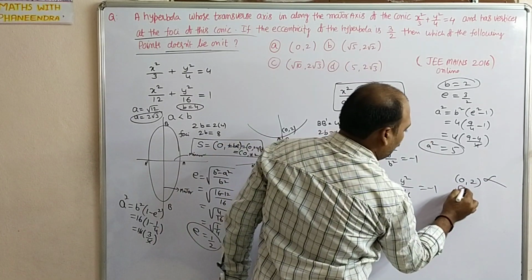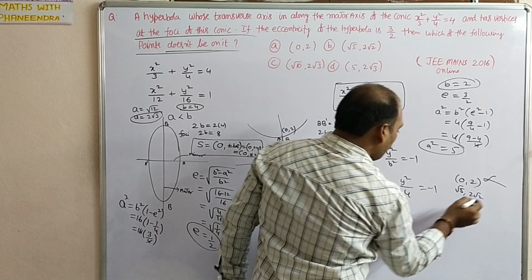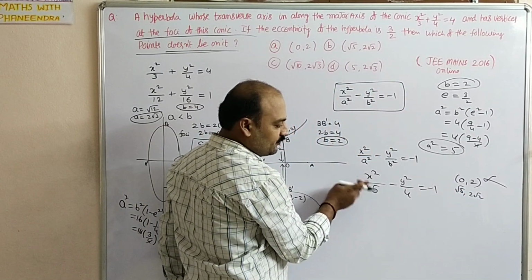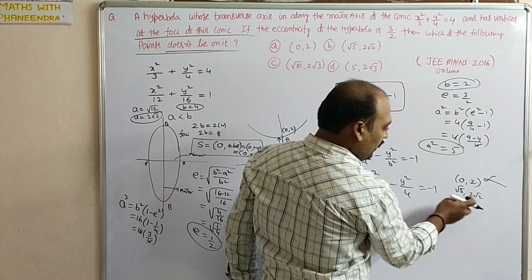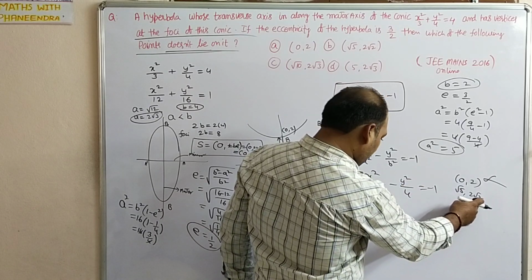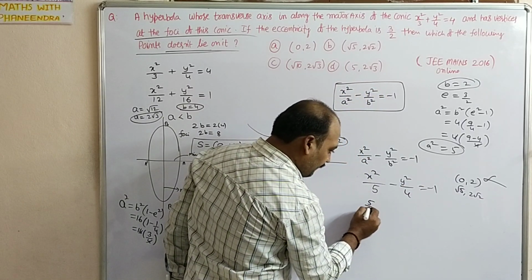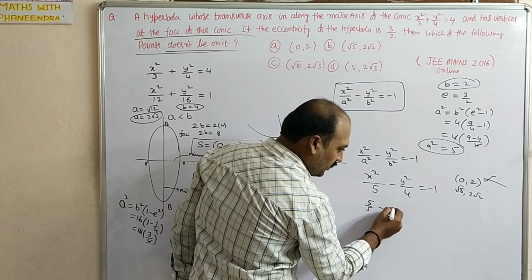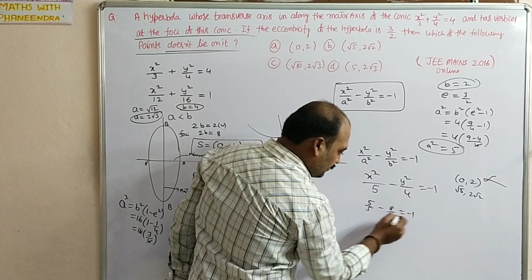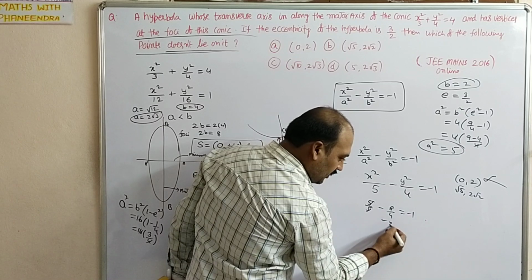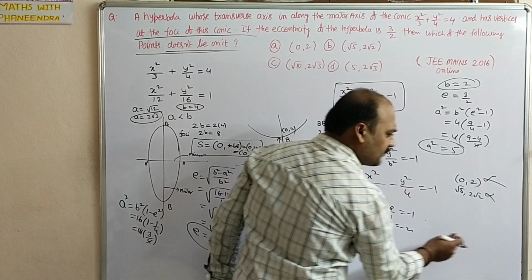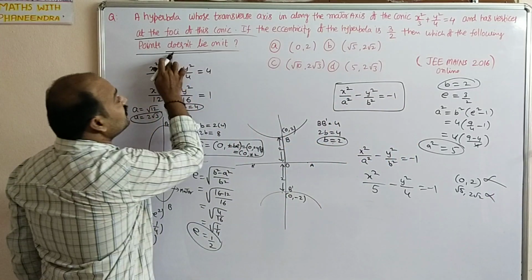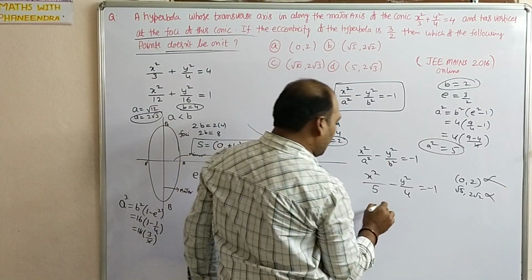Go to this one, root 5 comma 2 root 2. We will check it. Root 5 whole square means 5, 5 by 5 is 1. y square, 2 root 2 whole square means 8. So 5 by 5 minus 8 by 4 is equal to minus 1. So this one we get minus 2... minus 2 equal to minus 2. So even this is also satisfying. We require the point that does not lie, so the third option we will take.